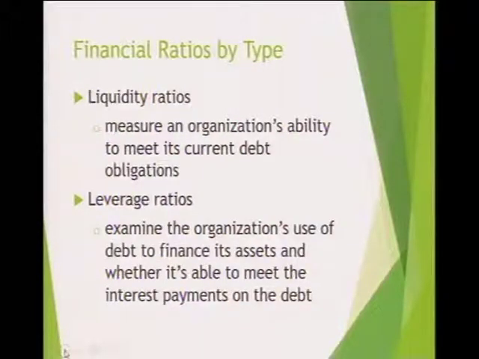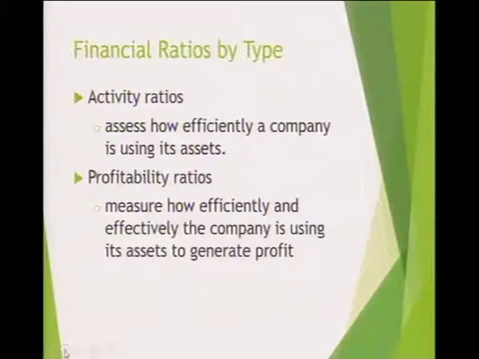Financial ratios by type: there are two types mostly, liquidity ratios and leverage ratios. Liquidity ratios measure an organization's ability to meet its current debt obligations, and leverage ratios examine the organization's use of debt to finance its assets and whether it is able to meet the interest payments on the debt. So it literally means borrowing in order to invest.